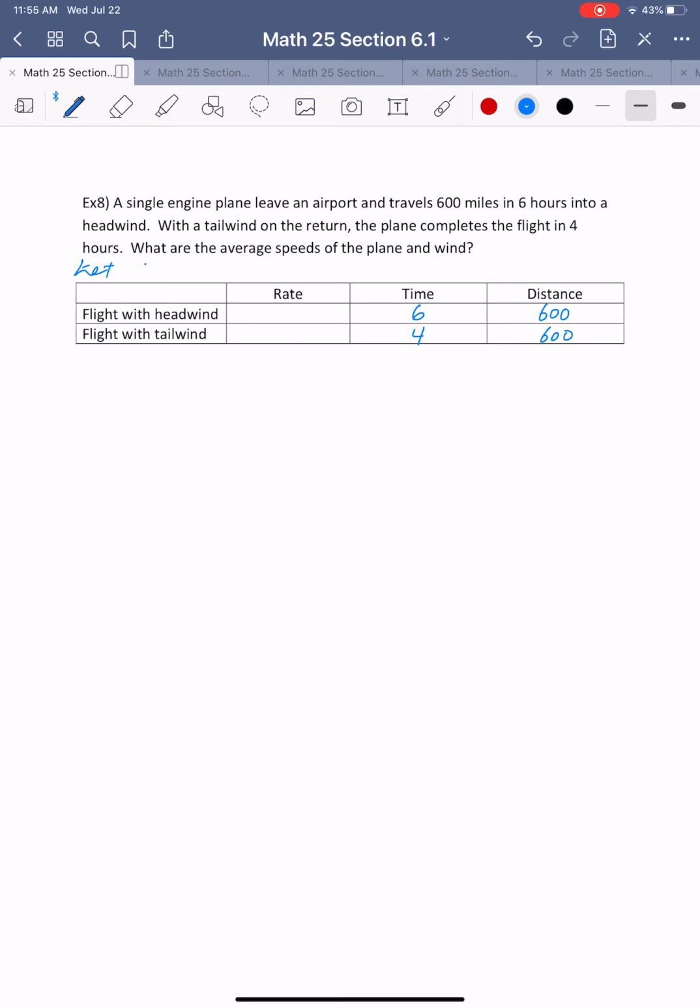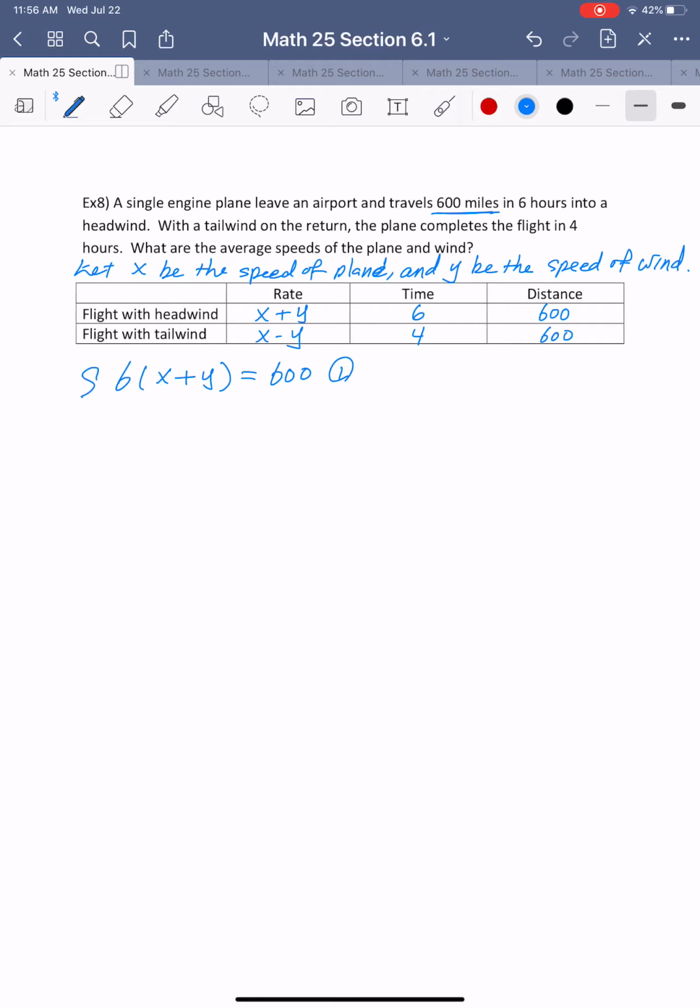So let x be the speed of the plane and y be the speed of the wind. Sorry about that. So this is x plus y, and this is x minus y. That's better. I don't know why I put that 600. This is miles, which means the distance, okay? So sorry about that. You get 6 times x plus y equal to 600. That's a lot better. And then you get 4 times x minus y equal to 600.